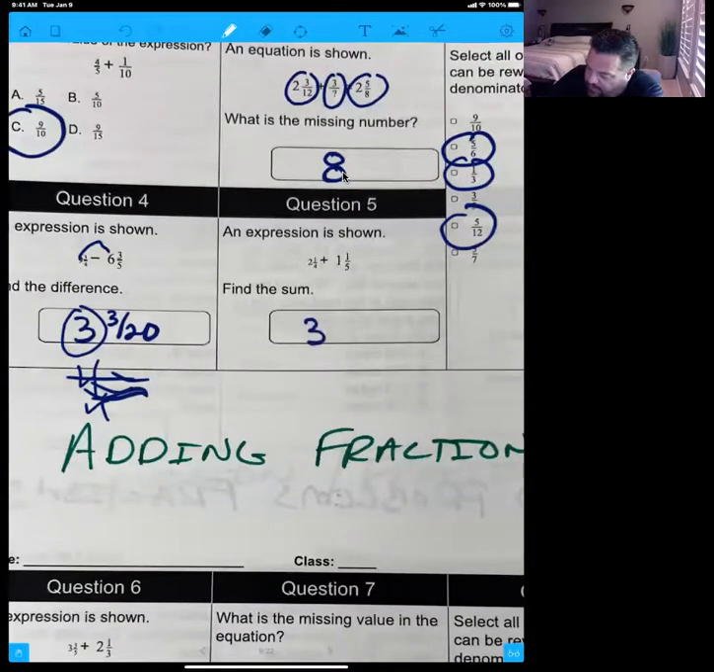You should be getting 3 and 9/20. And remember, if you get an answer that's equivalent to that, like if they reduce, sometimes I'm going to reduce it, you may not have. You've got to double check yourself, right? You should know what I'm talking about.